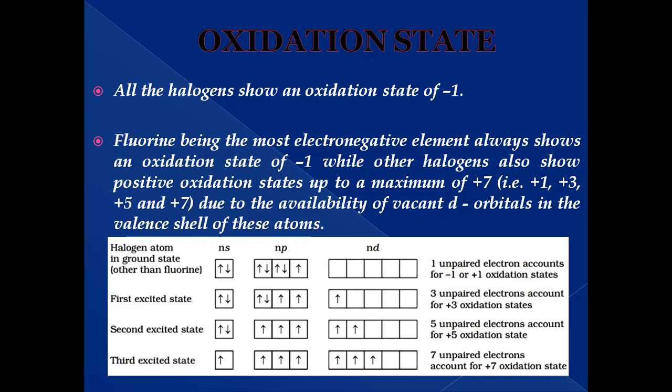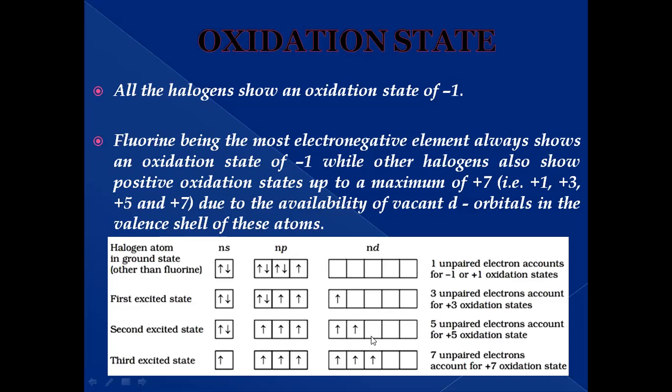But the higher oxidation states it can reach by exciting an electron to the empty d orbital, which the elements other than fluorine, that is chlorine, bromine, and iodine, have. They can easily transfer 1 electron from p to d. You can see over here now it has 3 unpaired electrons. So 3 unpaired electrons will account for the +3 oxidation state. In the second excited state, if one more electron jumps to the higher energy nd orbital, then it will have 5 unpaired electrons.